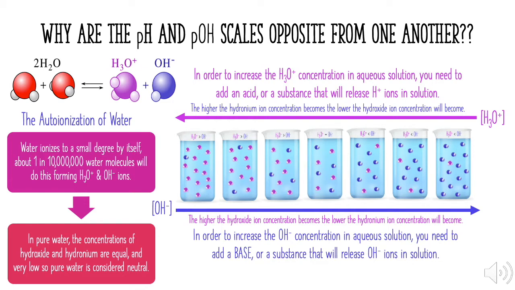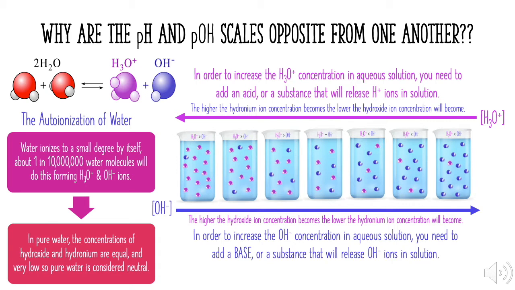If I wanted to increase the hydronium ion concentration, then I'm going to have to add an acid to that substance, or a substance that's going to dissociate and release hydrogen ions into that solution. And if I do that, let's say I'm moving through the beakers over to the left, where the pink ions are getting more and more abundant. You'll notice that the concentration of hydronium ions does increase as we move through those beakers. And you'll notice also that the concentration of hydroxide ions in each beaker is getting smaller and smaller as you move farther and farther over to the left.